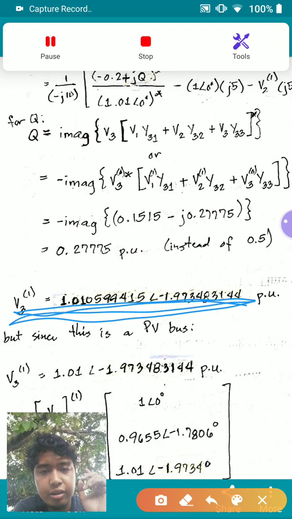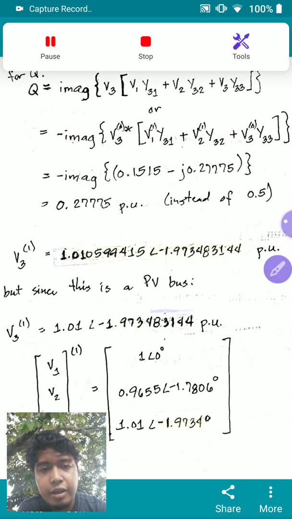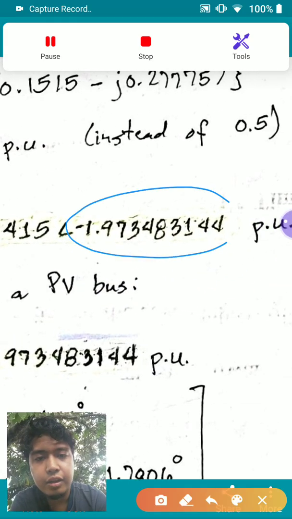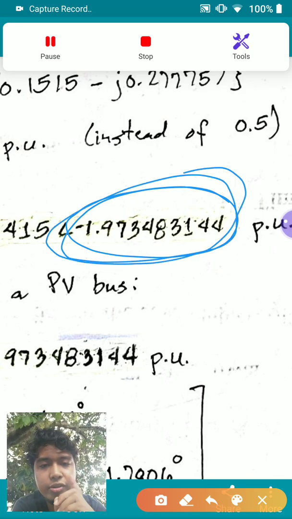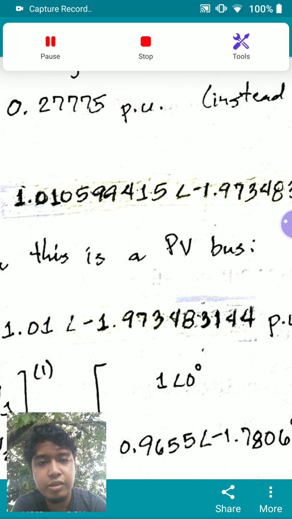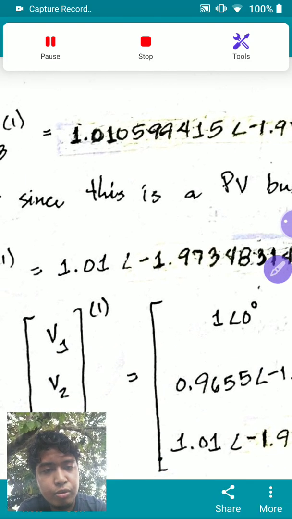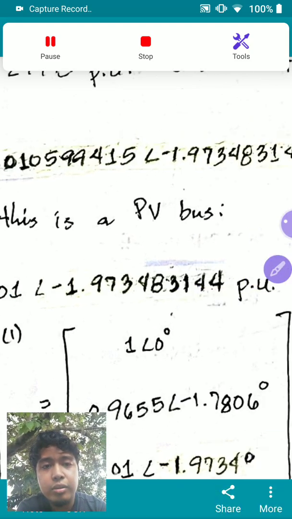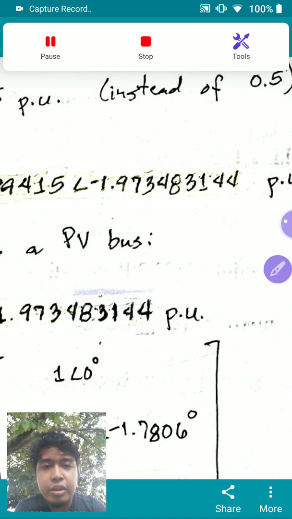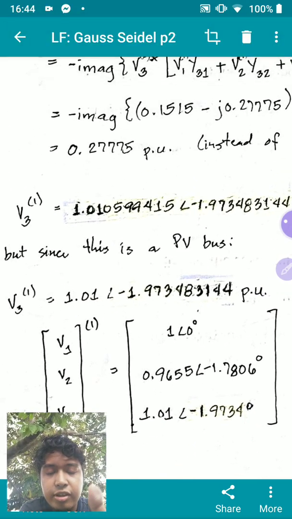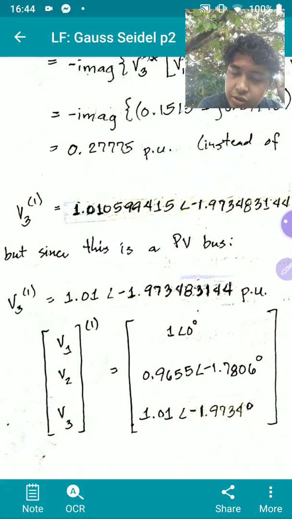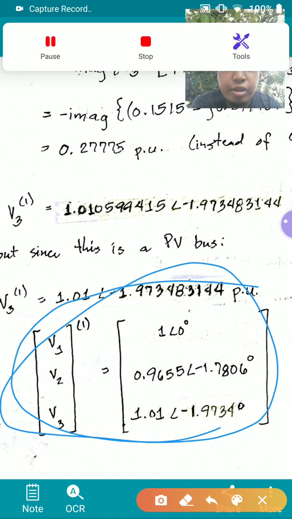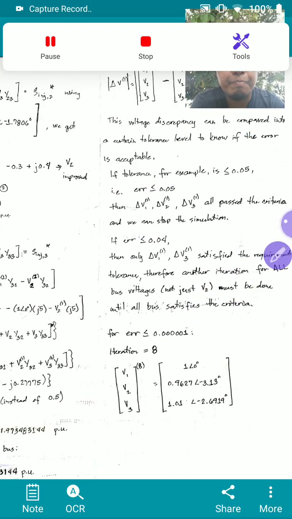Now, take note that this is a PV bus. Therefore, our interest for this value of voltage is on the angle only, because we know that its magnitude is, well, because we are forcing its magnitude to be 1.01. So it's just 1.01 angle, whatever this angle is, negative 1.97. So that's basically the end of the first iteration, you have this value for voltages.